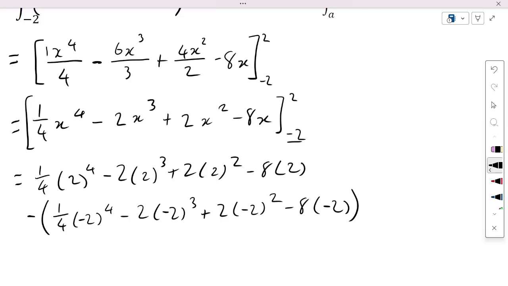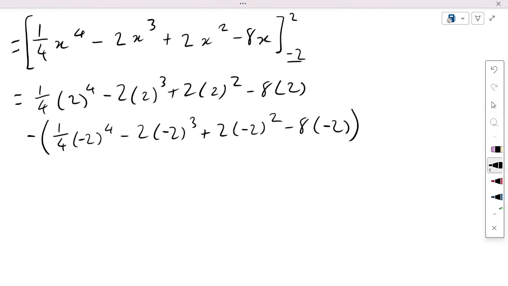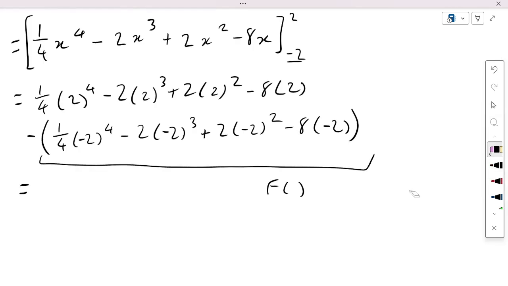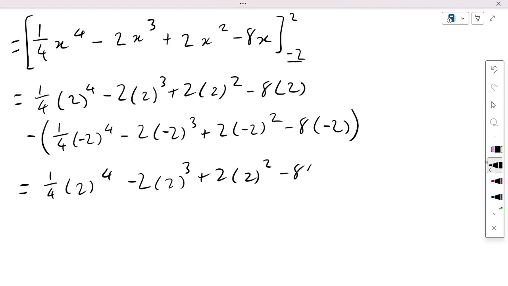There we go. So now we've just done all of this over here, and the brackets were definitely important because remember, this entire bracket here is just capital F of A, sorry. So now because of that, this negative will go into this entire bracket. So we're just going to change the signs of everything. So it's just going to be 1 over 4 times 2 to the power of 4 minus 2 times 2 raised to the power of 3 plus 2 times 2 raised to the power of 2 minus 8 times 2.